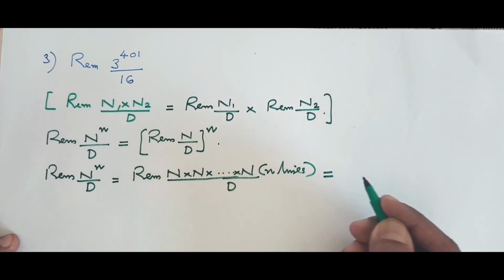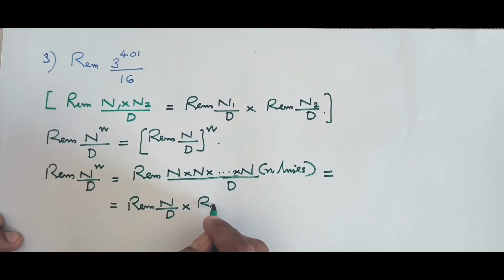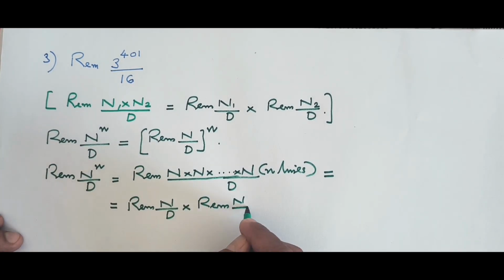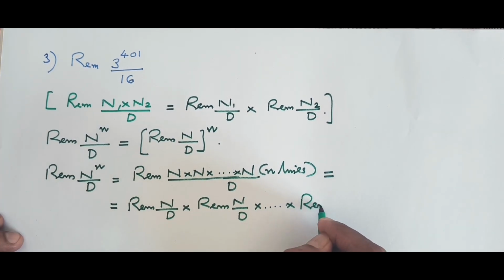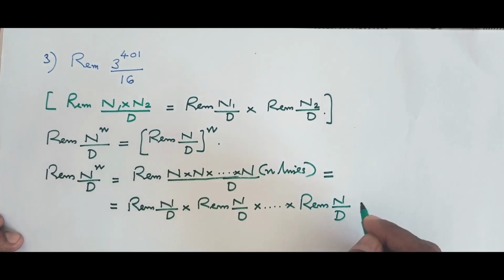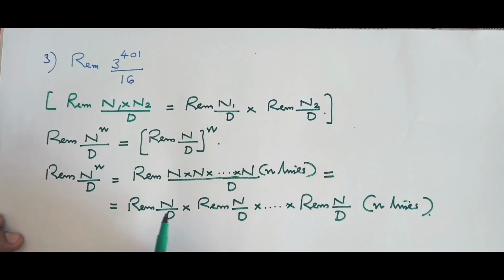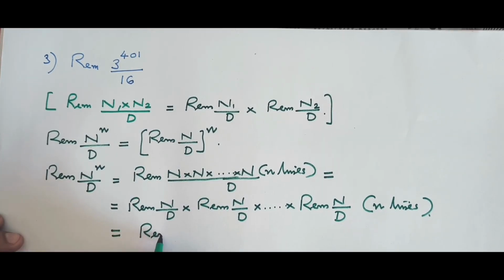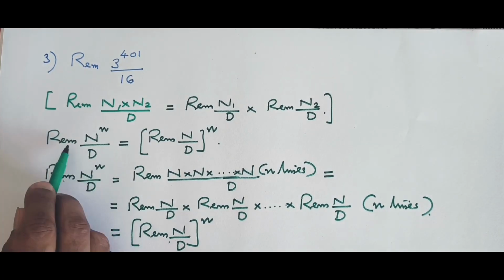So this will equal remainder of n when divided by d multiplied by remainder of again n divided by d multiplied by remainder of n when divided by d, and there will be n terms, or rather n times. See, all these terms are equal. That means this is nothing but remainder of n when divided by d multiplied by itself n number of times, which is nothing but the whole to the power of n. So this is the proof of this result.